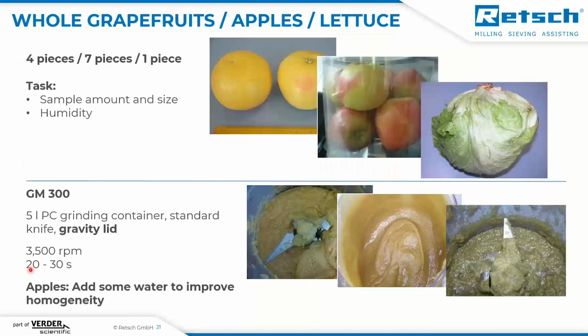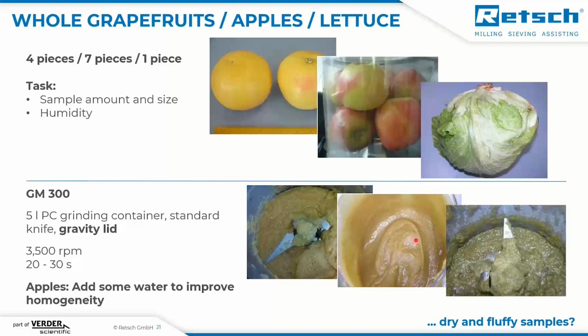Increased sample amounts can be done in the larger system, the GM300, like these whole grapefruits, apples, or the lettuce. Here again, standard equipment: 5 liter polycarbonate container, standard knife, and the gravity lid for the GM300 at almost maximum speed. In less than 30 seconds, we were able to produce homogeneous samples. In case of the apples, we also had to add some water to improve the homogeneity.